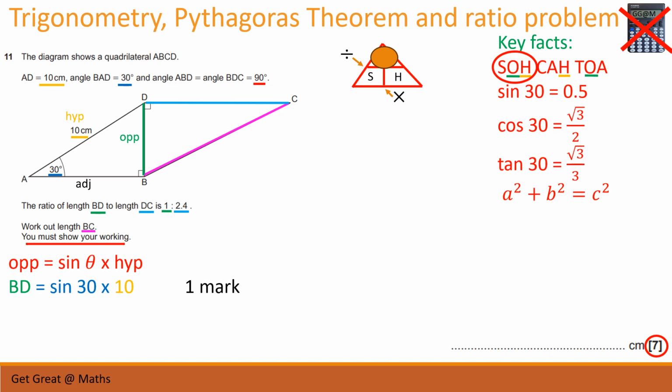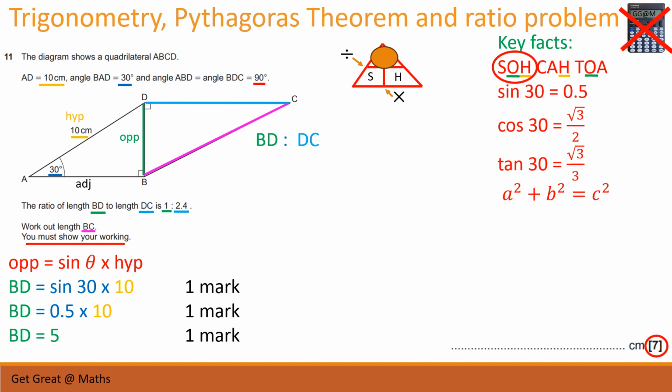The next mark comes from knowing the value of sine 30. And I've written my key formula up on the right hand side, and we know that sine 30 is equivalent to 0.5. So 0.5 times 10 gives me the second mark. Now 0.5 times 10, literally a half of 10, is 5 for my third mark. So I've worked out the length of B to D.